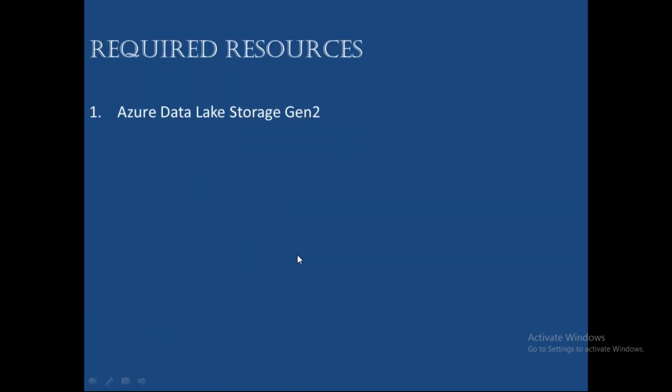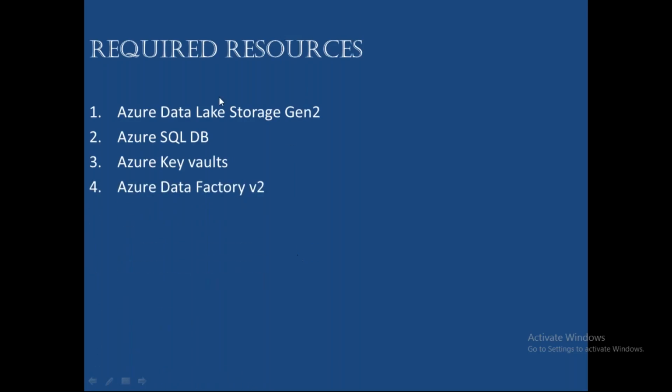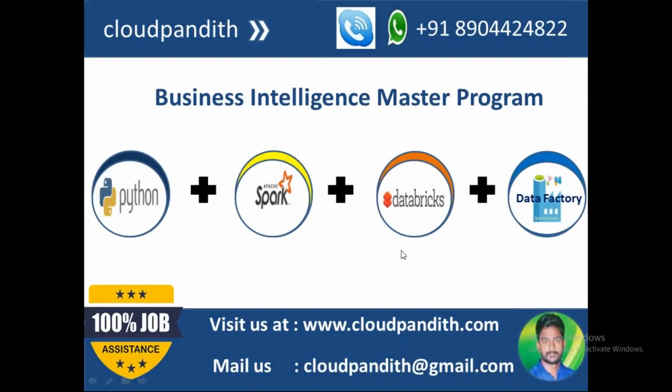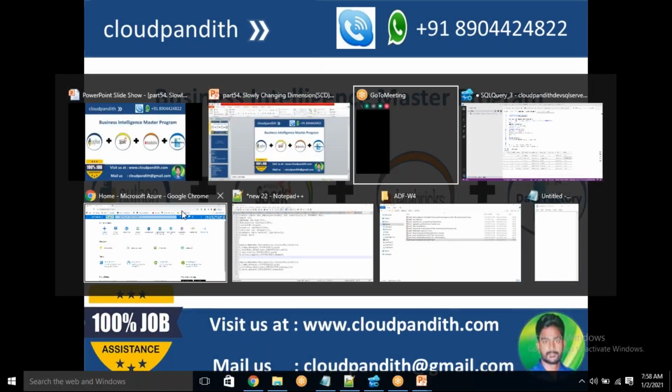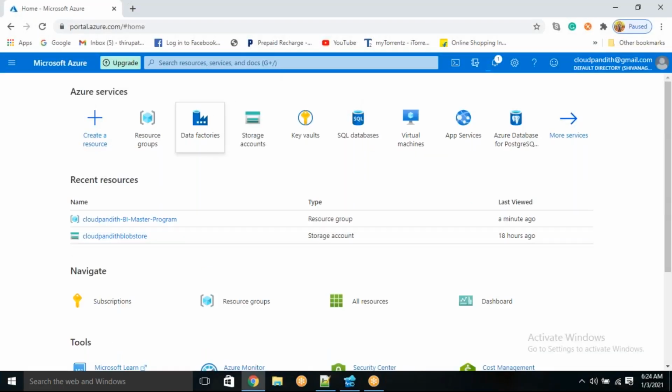Next, the required resources are data lake storage Gen2, Azure SQL DB, Key Vault, and Data Factory V2. So I will go and create these four resources. These are the slides I have; let me quickly discuss. Now we will start creating the resources. The required resources are data lake storage Gen2, SQL database, Data Factory, and Key Vault.